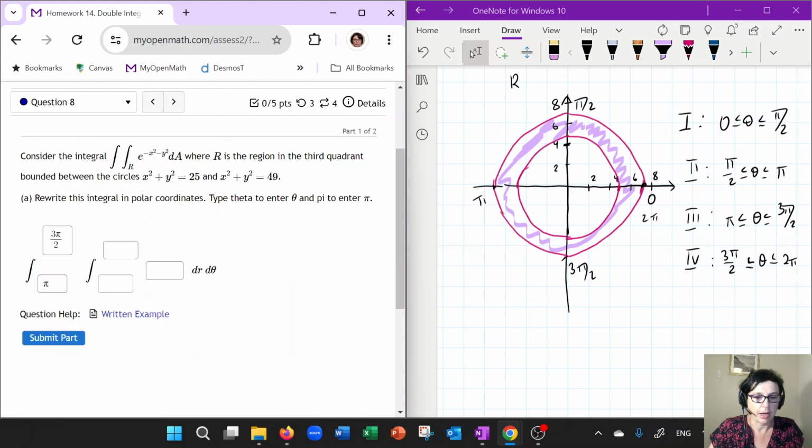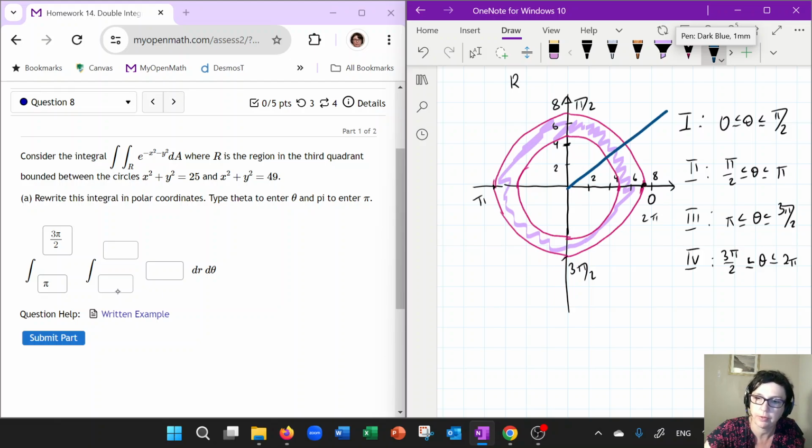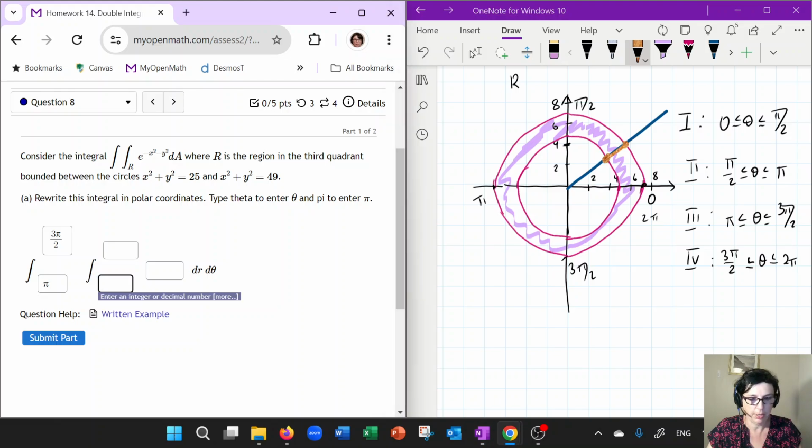And then the radius would change. So if I were to fix a theta, just imagine I fix a theta and draw a ray, and see how the distance to the origin changes for a fixed theta. So you can see over here, this is when the radius is 5, and then over here, this is when the radius is 7. So it'll go from 5 to 7. So that will be your inner limits. And let's see what we're trying to integrate.